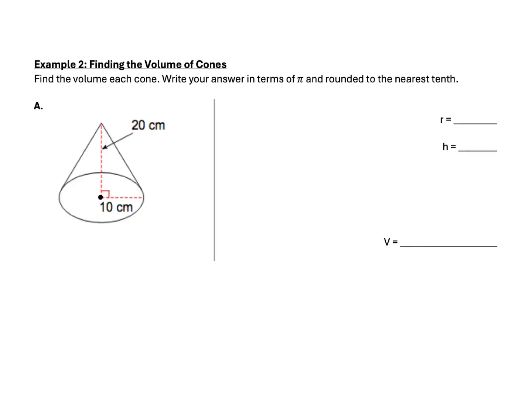Let's try an example here, and we're going to write our answer in 2 different ways. First, we'll write it in terms of pi, and then we'll round to the nearest tenth by using the pi button on our calculators. You can see in this cone, the radius is 10 centimeters, and the height is 20 centimeters. I'm going to write down my volume equation.